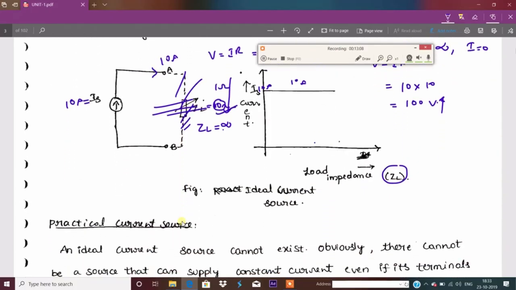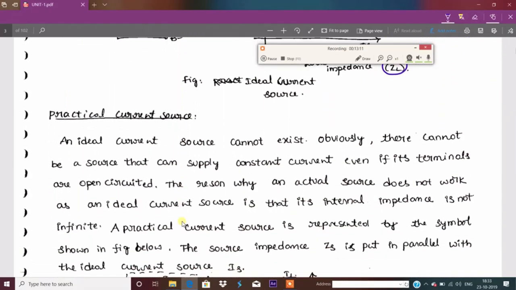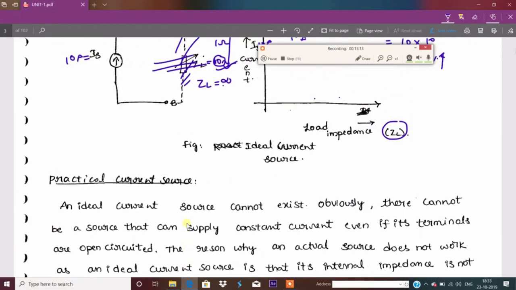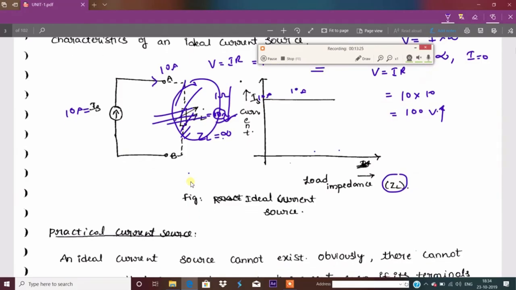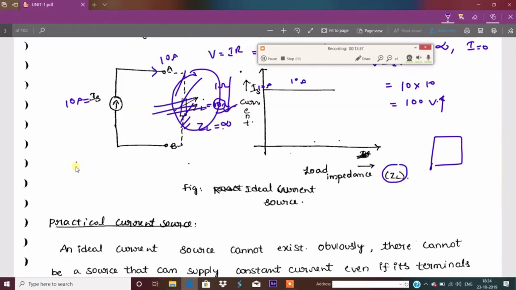Next, one interesting factor here: if a current source is present, you are not at all opening the load. It is not done practically. Current sources are practical only. A solar panel is an example of a practical current source. Unless it is required, they won't design practical current sources; they design voltage sources especially.